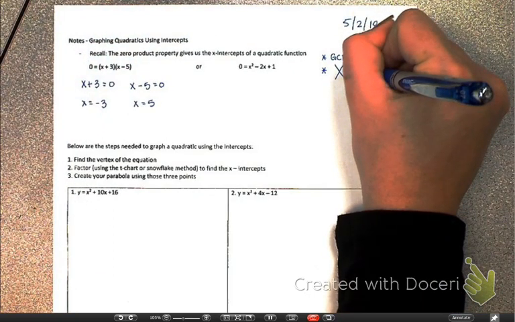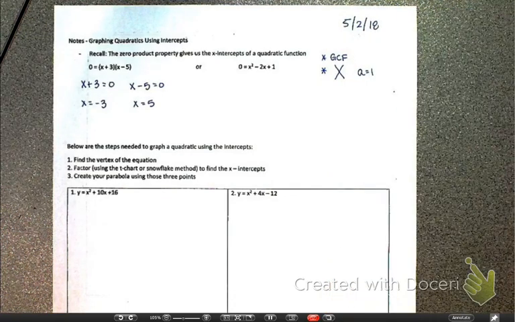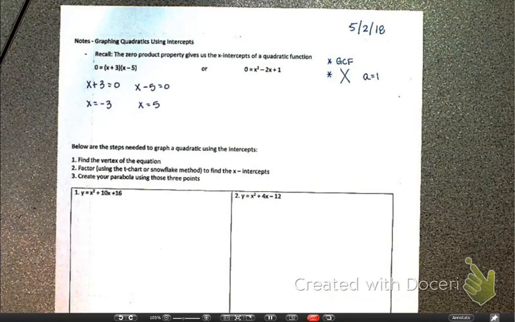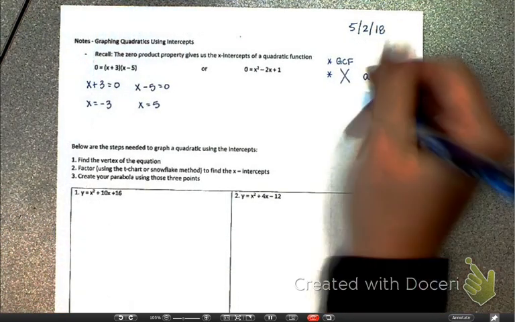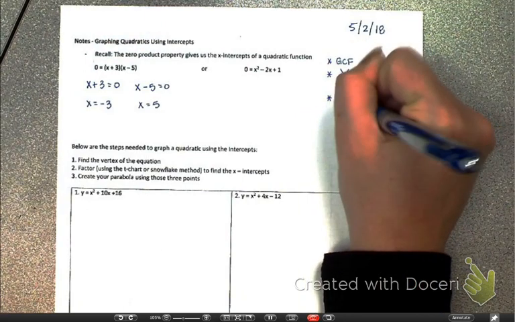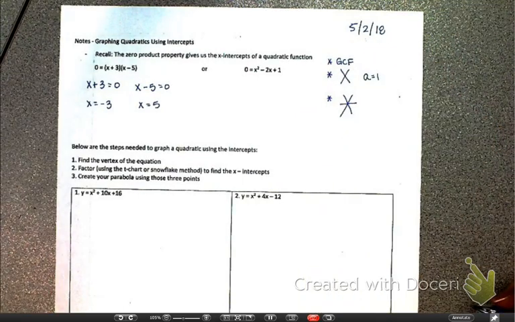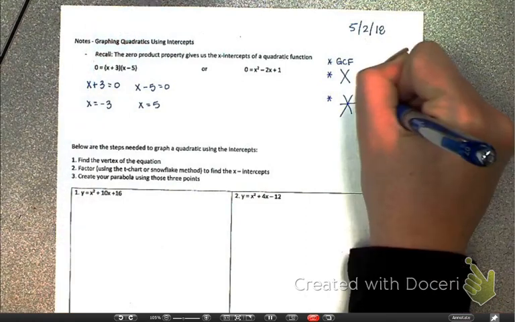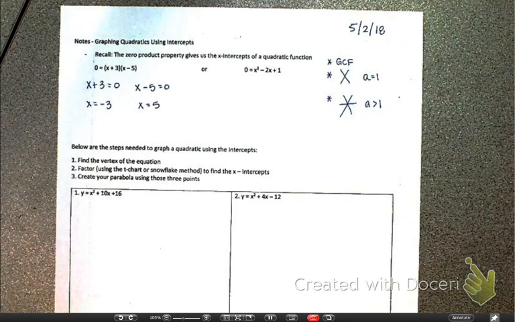How about if A is equal to 1, right? Since we know that first term is A. So if A is equal to 1, we use the X. Another option is the super X, and when do we use that? A is greater than 1. Now remember, we can use the super X for any of them, but you have to use it if A is greater than 1. What was another way we factored?